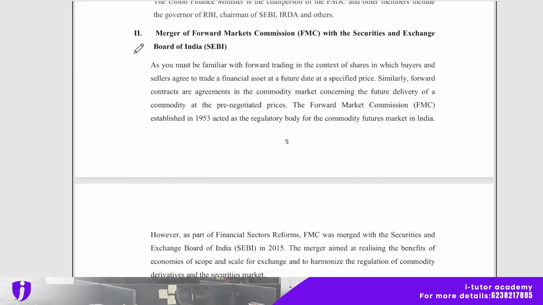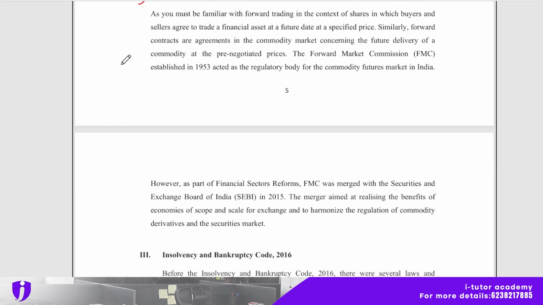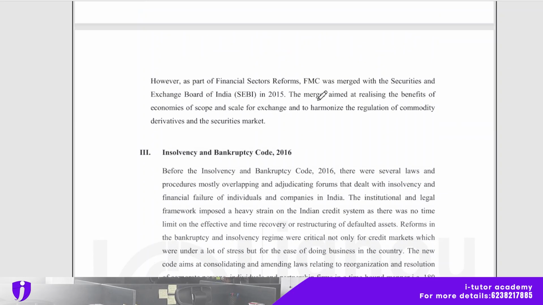Merger of Forward Markets Commission, that is FMC, with the Securities and Exchange Board of India, SEBI. As you must be familiar with forward trading in the context of shares, in which buyers and sellers agree to trade a financial asset at a future date at a specific price. Similarly, forward contracts are agreements in the commodity market concerning the future delivery of a commodity at a pre-negotiated price.